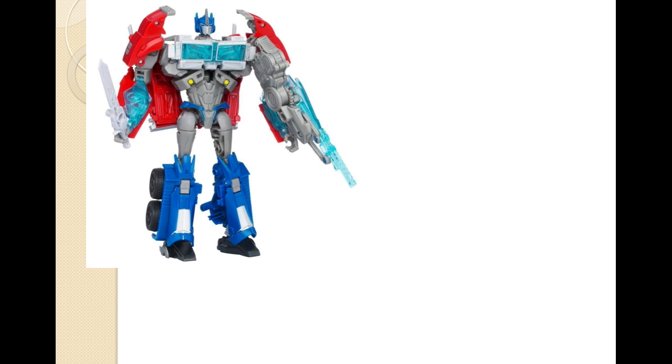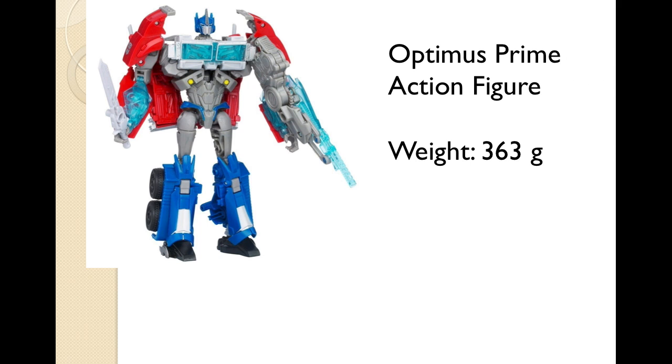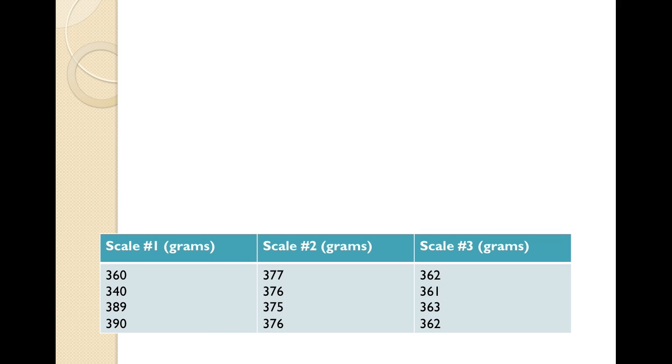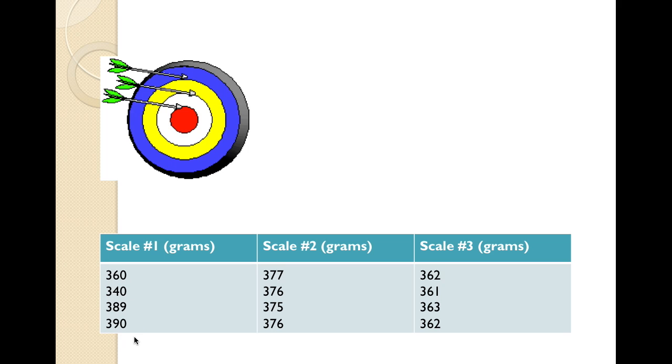Now, let's take a look. Here we have an action figure, Optimus Prime, that weighs 363 grams. And I just wanted to show you an example of possibly weighing this object on 3 different weight scales to test whether or not it's precise and or accurate. So, for the first scale, we have 360 grams, 340 grams, 389, and 390 grams. This is equivalent to this picture here. The data is neither precise nor accurate. Everything is quite random.